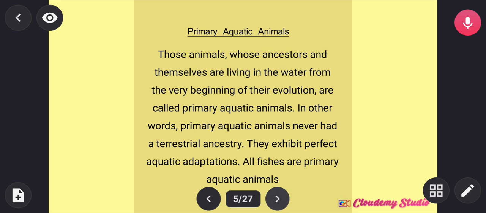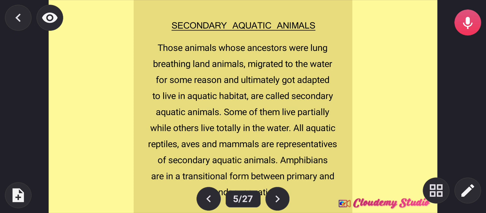Now, what are secondary aquatic animals? Secondary aquatic animals are animals whose ancestors were breathing land animals. They were breathing land animals. But because of some adaptations and some reasons, they had to come into water for survival. For example, amphibians, reptiles, aves, mammals.